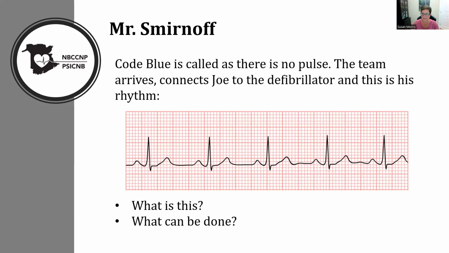And this is his rhythm. So he has a rhythm, but no pulse. PEA, pulseless electrical activity. And as soon as I hear PEA, I think H's and T's. Two most common reasons for PEA and asystole are hypovolemia and hypoxia.